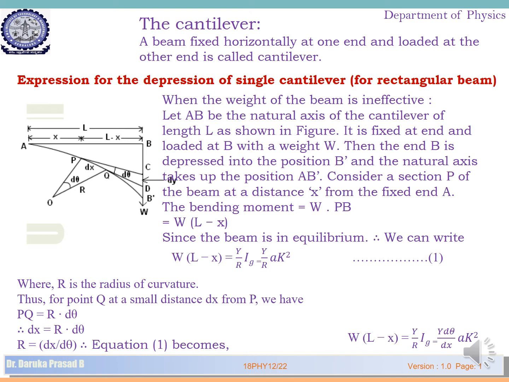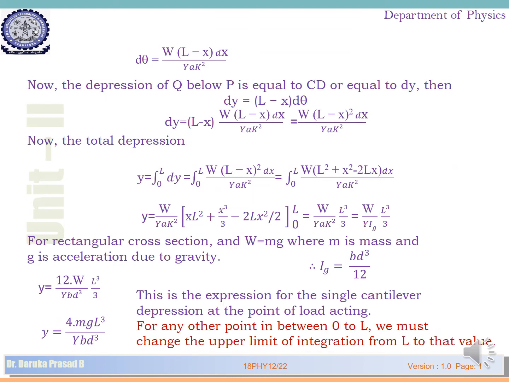Then equation 1 changes into W into L minus x, which is equal to Y by R into Ig, which is equal to Y dθ by dx into AK square, where we substituted the value of R as dx by dθ. From this equation, just by rearranging, you get dθ equal to W into L minus x into dx divided by Y into AK square.